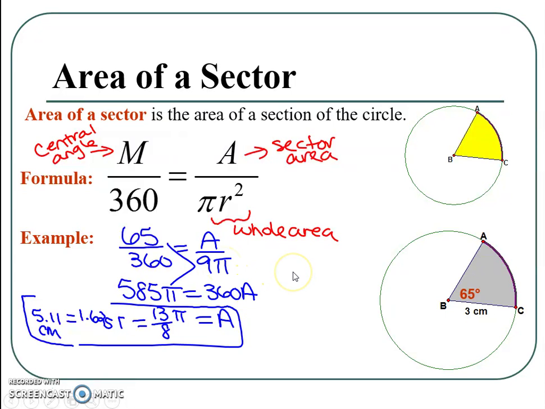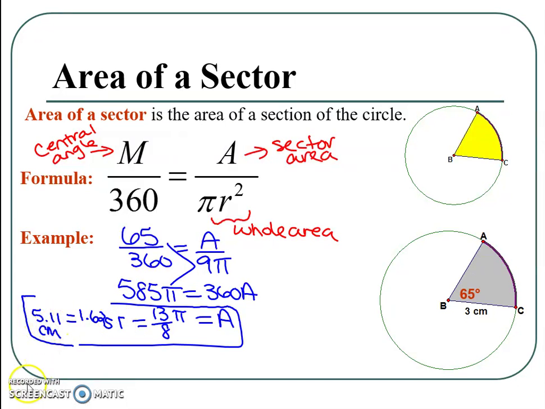Now we're going to cross multiply and divide. 65 times 9 pi is 585 pi. 360 times A, which is what we're looking for, the area of the sector, is 360A. If I want to solve for A, you divide each side by 360. So 585 divided by 360 is 1.625 pi. So you've got to press 1.625 pi on the calculator. It will give you 5.11.